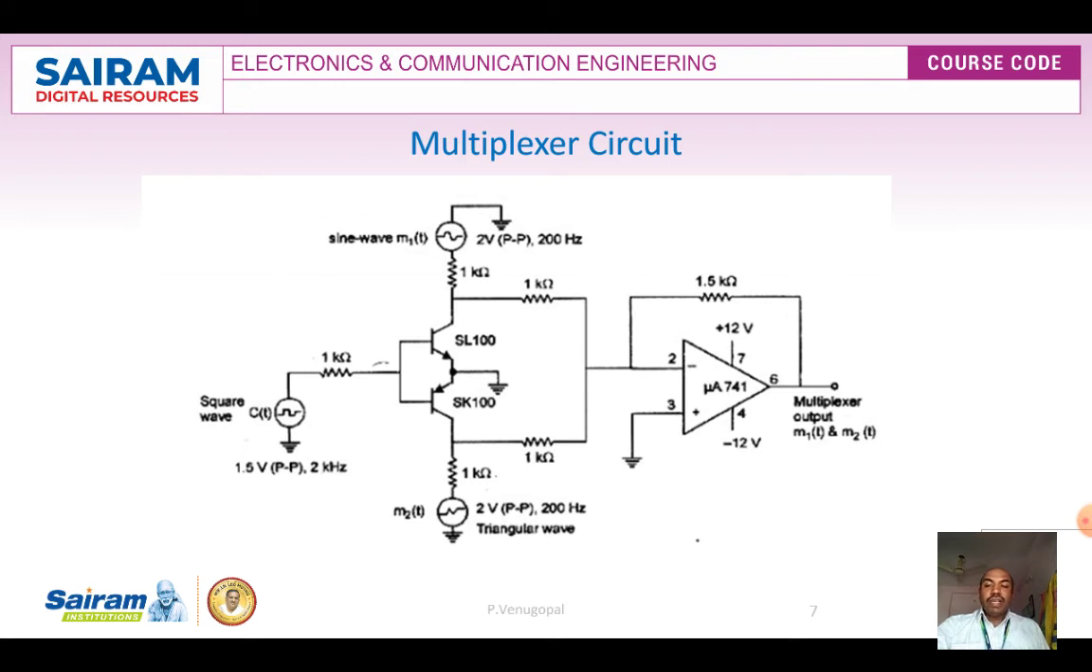Okay. And similarly, if the amplitude of the pulse is modulated with M2 of t, you will get PAM2. So PAM1 and PAM2 are obtained at the collectors of transistor 1 and transistor 2, and these PAM signals are added using the op amp circuit as an adder. Then the output of this op amp is the multiplexed output, the multiplexed output of M1 of t and M2 of t. So this is how we perform the TDM generation.